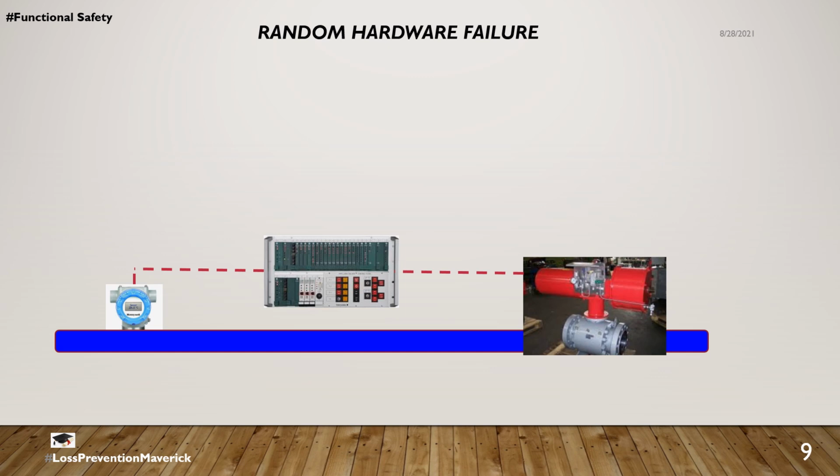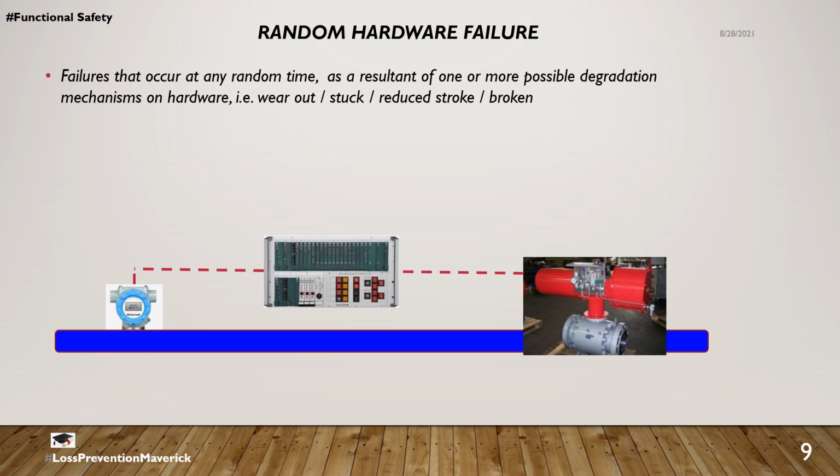By definition, a random failure says that those failures which occur at any random time as a resultant of one or more possible degradation mechanisms on hardware. That is, it could be worn out, stuck, or broken, or the like. Here what we have to caution ourselves about is the word random, which means it happens at any point very intermittently. And then the other one is, it is a degradation mechanism. So that is a random hardware failure.